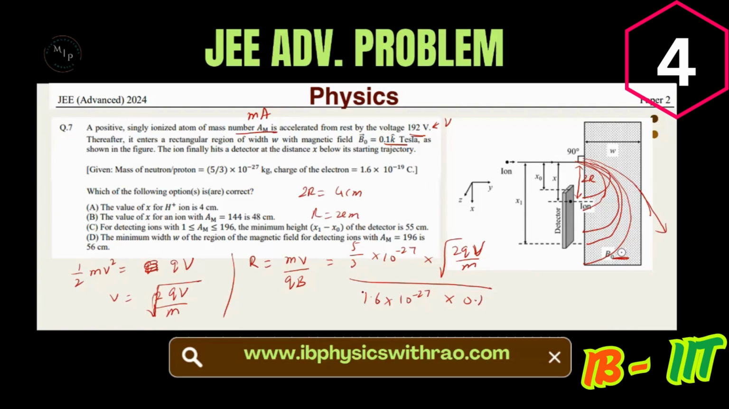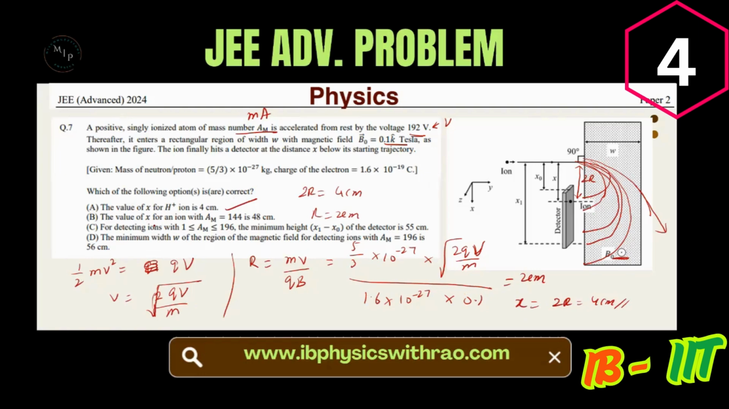When you do this one here, you definitely get r equal to 2 centimeter, which we have already done. You can go back and see in the video what we have done. The diameter x is nothing but 2 times r, which should be equal to 4 centimeter. So this part is correct. We already got this.